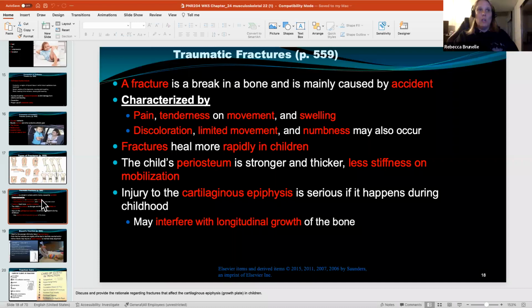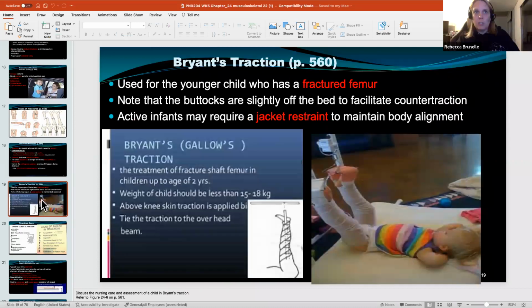So the first one we're going to talk about is Bryant's traction. This is going to be for kids under 30 pounds. These are your little kids. This is a kid that would be in Bryant's traction, and it's for a fractured femur. And you can see the legs are straight in the air, and the buttocks, you can't really see it very well in the picture, but the butt is a little bit up off the bed.